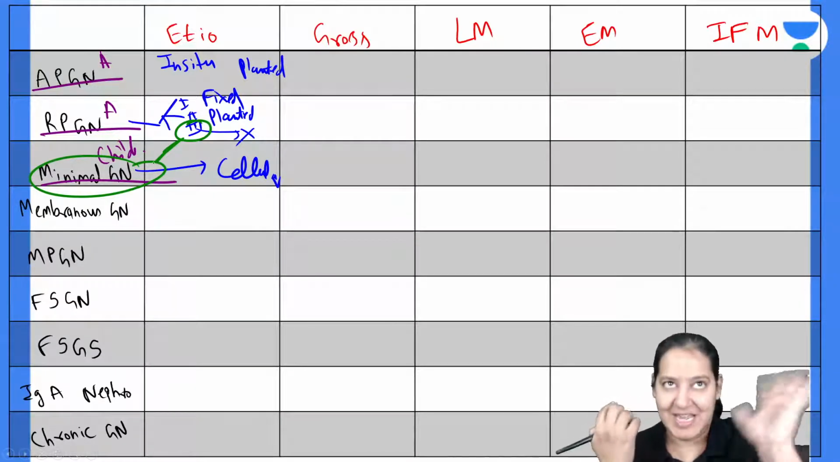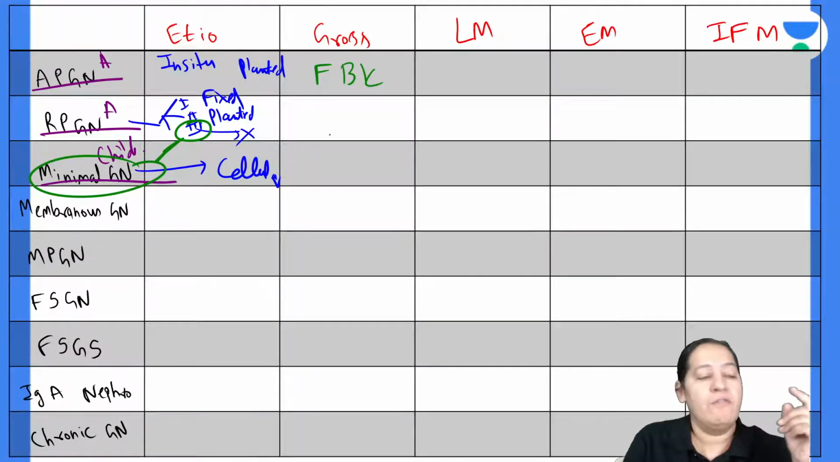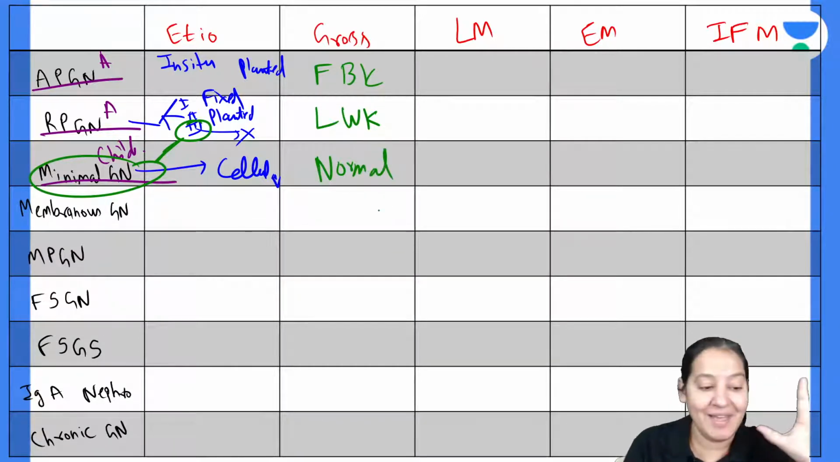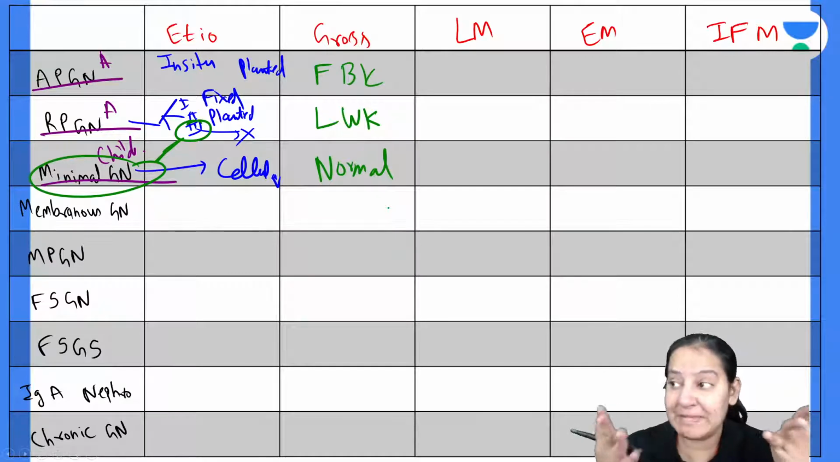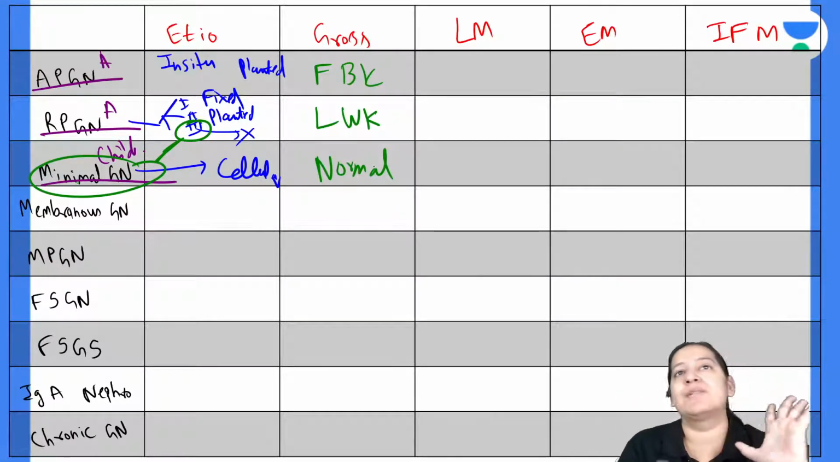Now I'm coming to the gross appearance. In APGN, it is a flea-bitten kidney. What about RPGN? In RPGN, it is a large kidney, a large white kidney. What about minimal change, Rishinika? Normal. The kidney is absolutely normal here. Normal is the thing which you should take into consideration. So the kidney is having a disease, still it is looking normal.